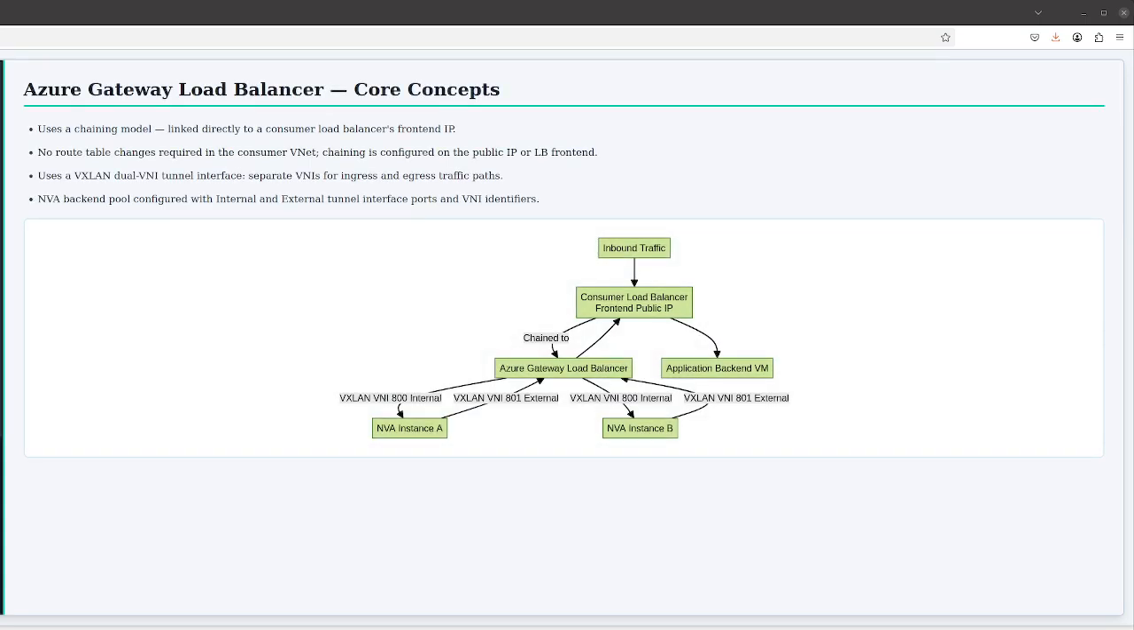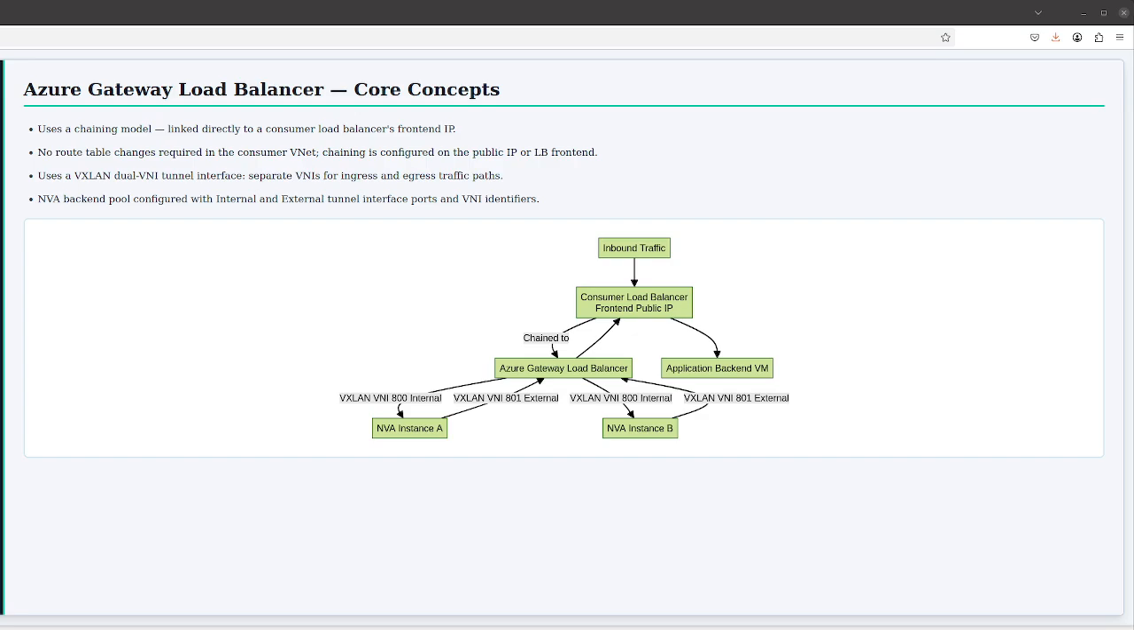Azure Gateway Load Balancer. Core concepts. Microsoft Azure introduced its Gateway Load Balancer in November 2021, roughly a year after AWS. Azure took a philosophically similar approach: transparent NVA insertion using tunnel encapsulation, but the implementation details differ in meaningful ways that affect how you design and operate your security infrastructure.